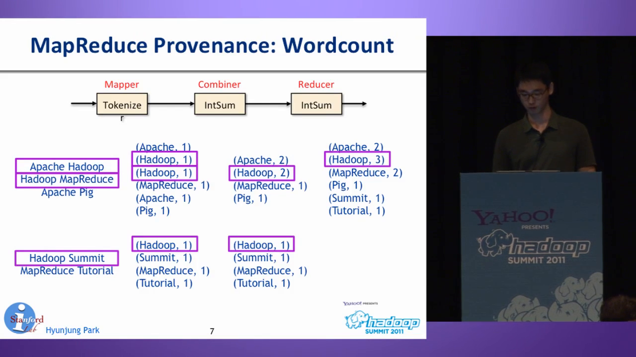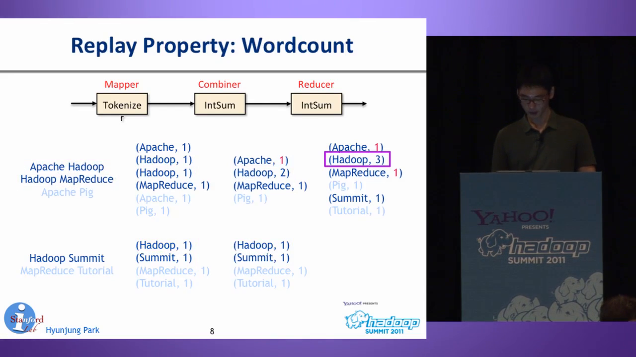So this is the MapReduce provenance. And let's take a look at the replay property. We basically rerun the same word count job with 3 lines as input data set, with the same mapper, combiner, and reducer. And we can see the Hadoop, 3 key value pair in the result. So this is a case where the replay property does hold. Okay?